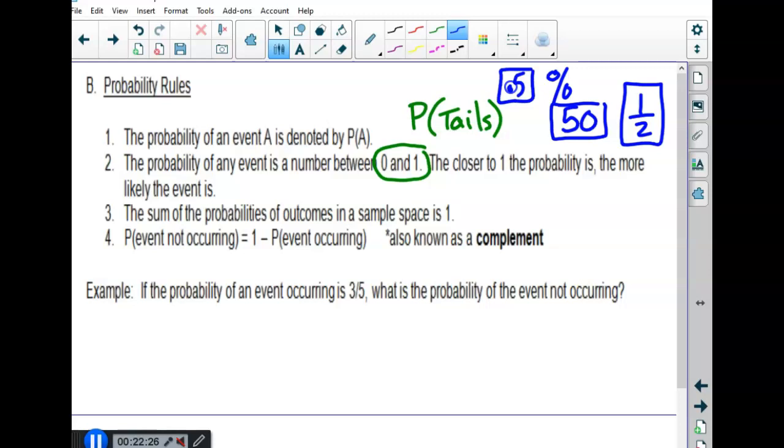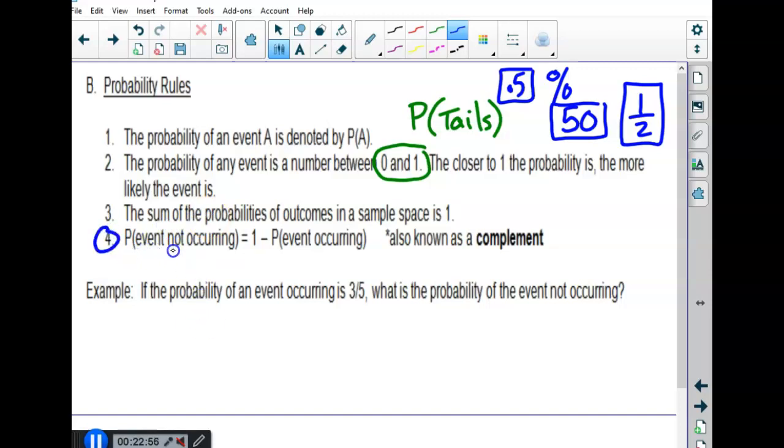0.5. Is everybody okay? You just have to be able to change decimal to percent and percent to decimal from a fraction. I think you'll be all right. All right. The sum of the probabilities of outcomes in a sample space is always 1. So if you add up the chance of getting a 1, a 2, a 3, a 4, a 5, and a 6, it should always total 100% because those are all the choices on a die. Make sense? This is what we did on the last question.